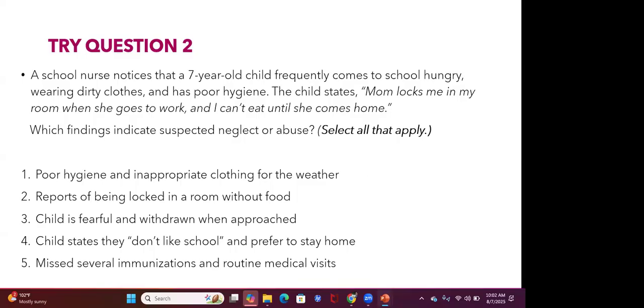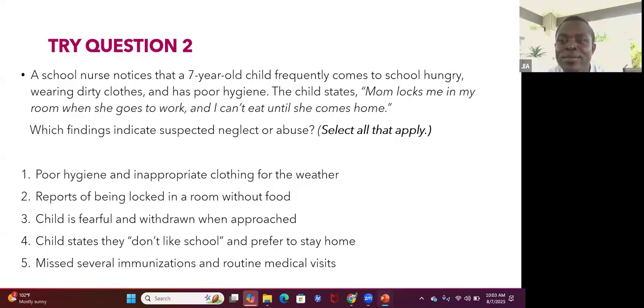A school nurse notices that a 7-year-old child frequently comes to school hungry, wearing dirty clothes, and has poor hygiene. The child states, "Mom locks me in my room when she goes to work, and I can't eat until she comes back." Which findings indicate suspected neglect or abuse? Select all that apply. 1. Poor hygiene and inappropriate clothing for the weather.